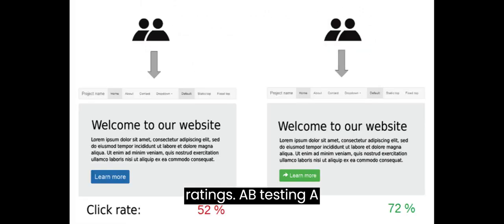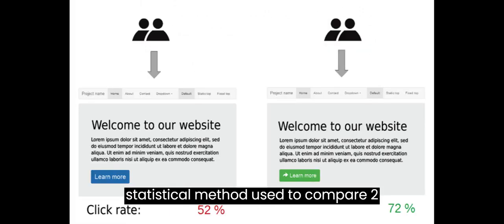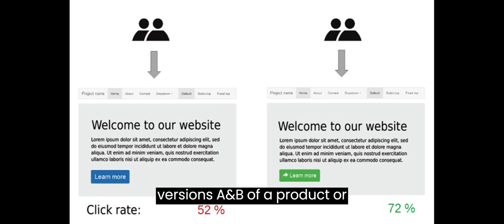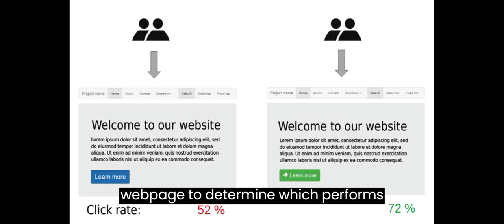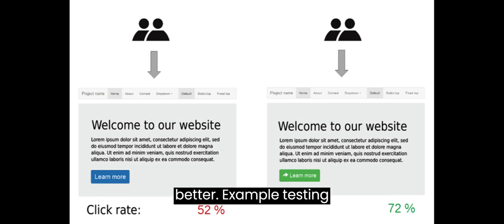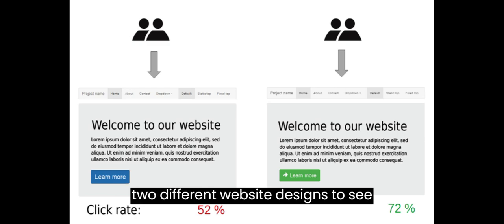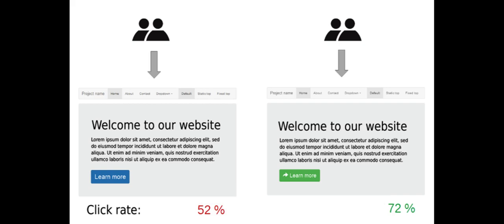A/B testing, a statistical method used to compare two versions, A and B, of a product or web page to determine which performs better. Example, testing two different website designs to see which one results in more user signups.